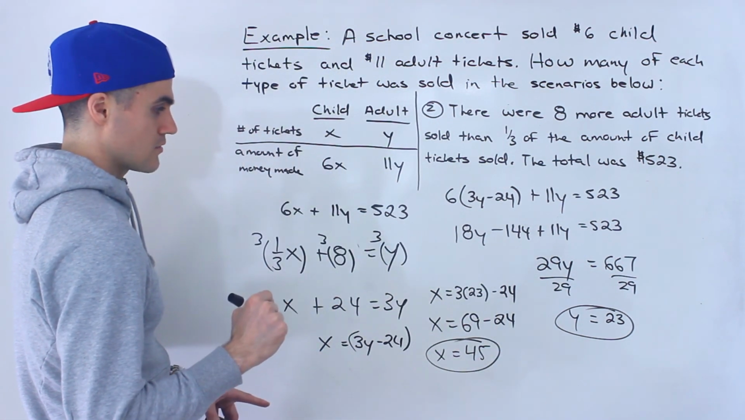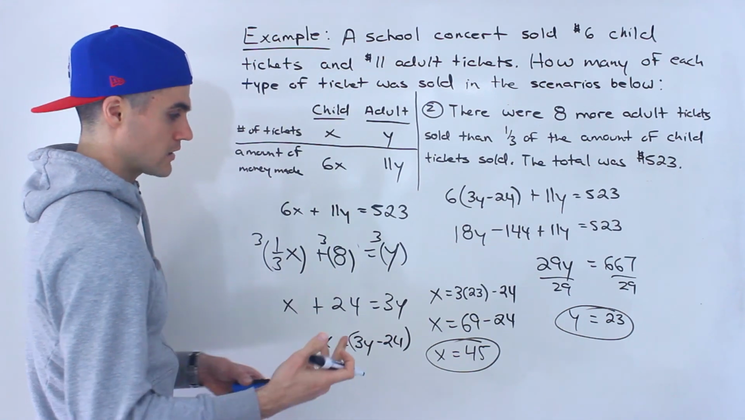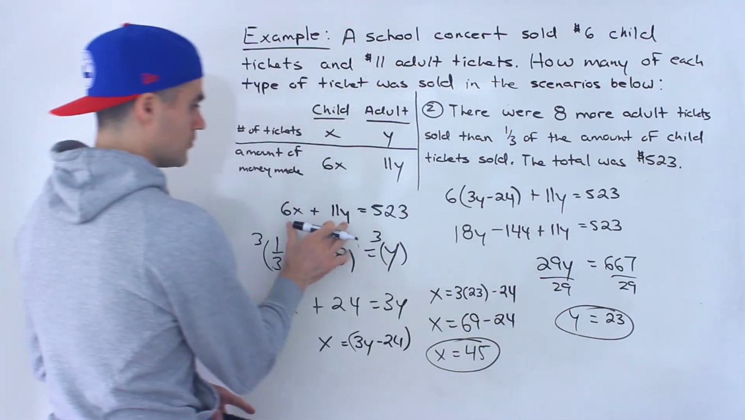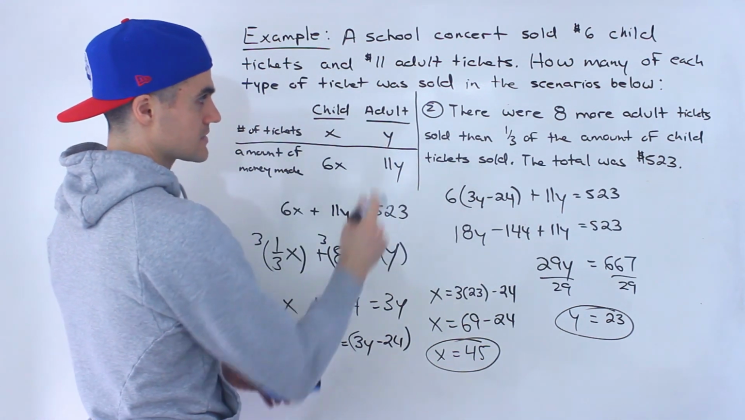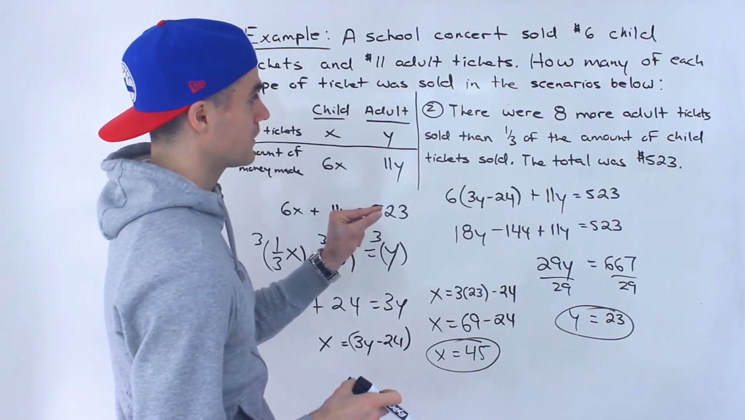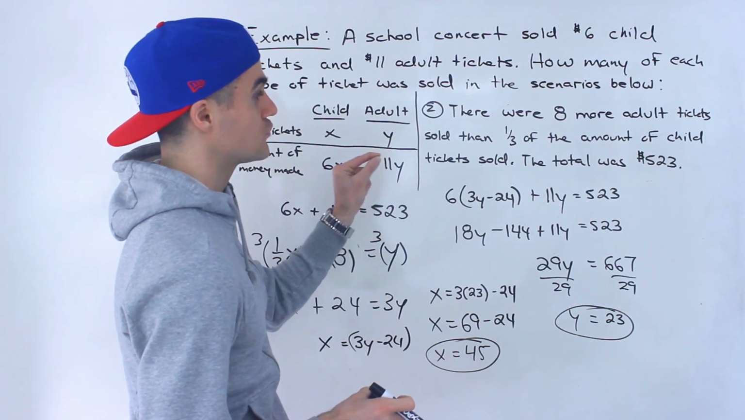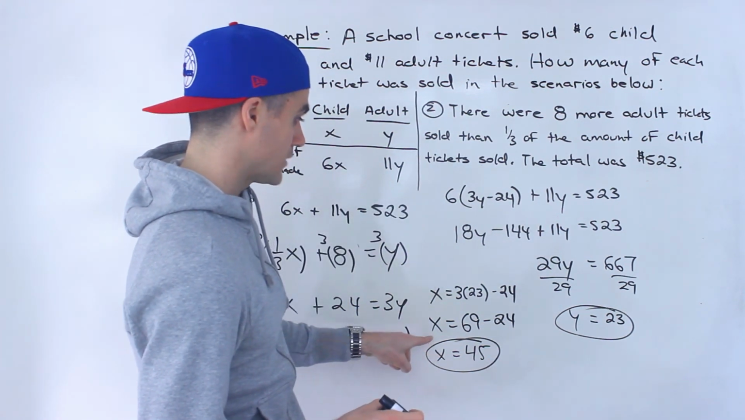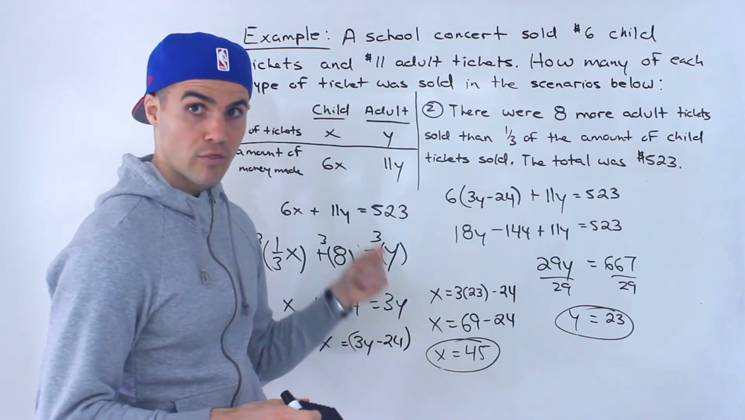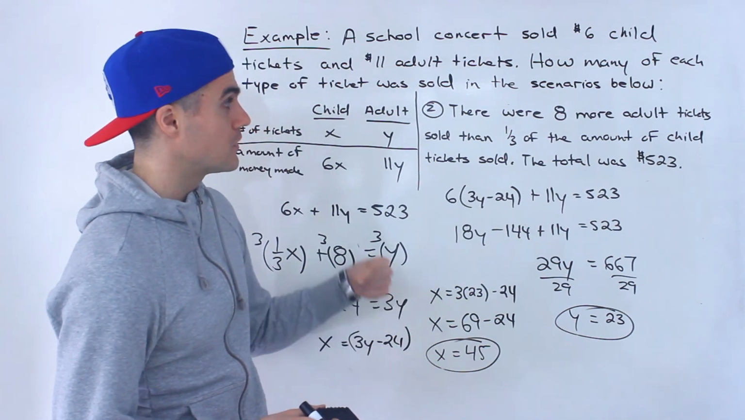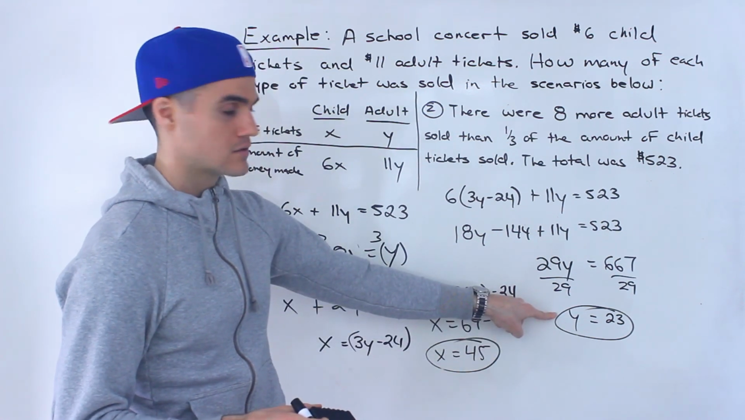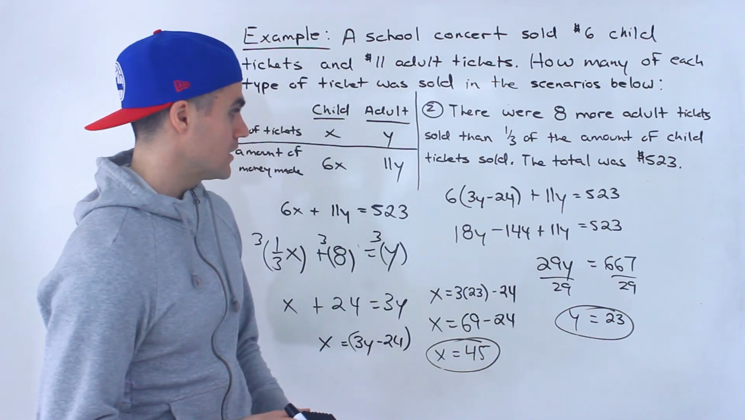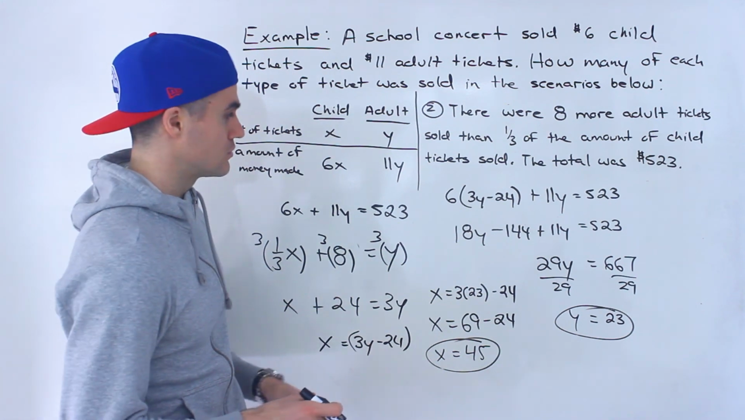So those are the 2 answers. And then you could check them. You could take this, plug it in here, should equal 523. And then let's test out the sentence. So there were 8 more adult tickets sold than 1/3 of the amount of child tickets sold. So the amount of child tickets sold was 45. 1/3 of that is 15. And then if we add 8 to that, 15 plus 8 would indeed give us 23. All right, so everything checks out. Those are the 2 solutions.